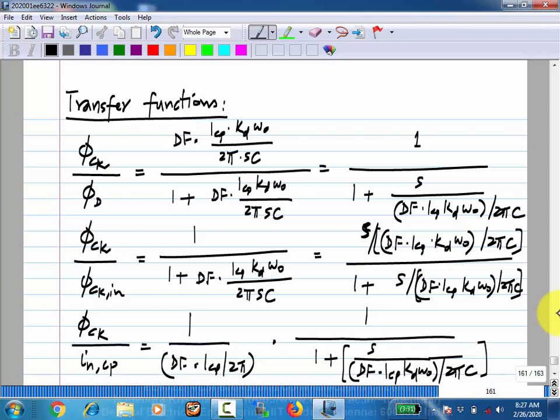So now let's interpret this further. What kind of transfer function is phi ck by phi d? It's a low pass transfer function with a gain of 1. Okay. What is the bandwidth of the transfer function? This entire thing in the denominator. Okay. So let me just call it in this case, I don't know, omega b or something. Omega naught is probably okay.